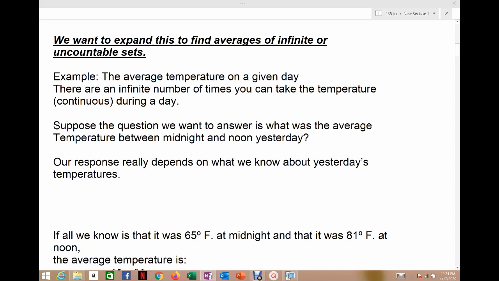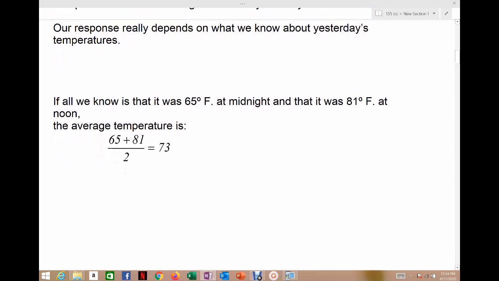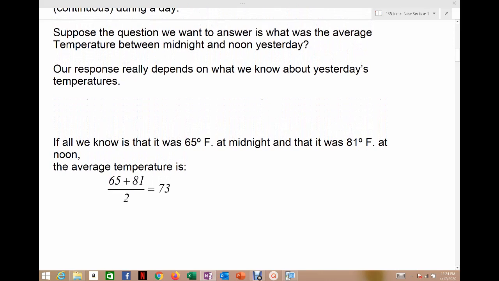Right? So if we wanted to find it, there are a few ways we could do it. Suppose we just generalize it, and I'm going to run through an example, just to remind you what average is, based on this temperature. Suppose I want to know what the average temperature between midnight and noon was on a given day. Again, the answer depends on how much data you collect, how much we know about the temperatures yesterday.